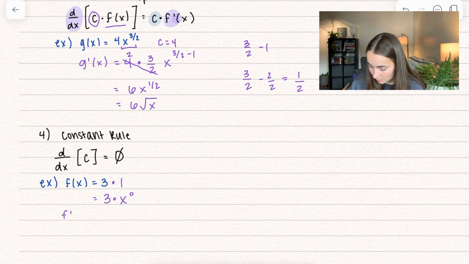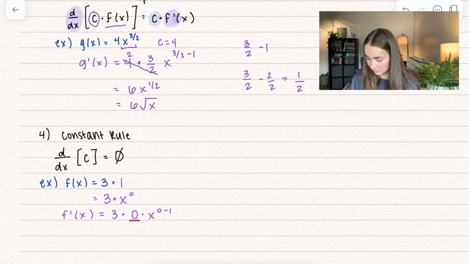So now if I want to find f prime of x, I can use the previous rule. So that 3 just hangs out, and now I'm going to use the power rule. So that 0 comes down, and I subtract 1 from the exponent. But when we multiply anything by 0, it makes the whole term equal to 0. And so we get 0. So that's the long way of doing it. The shortcut is that if we just have a constant all by itself, the derivative of a constant is always going to go to 0.